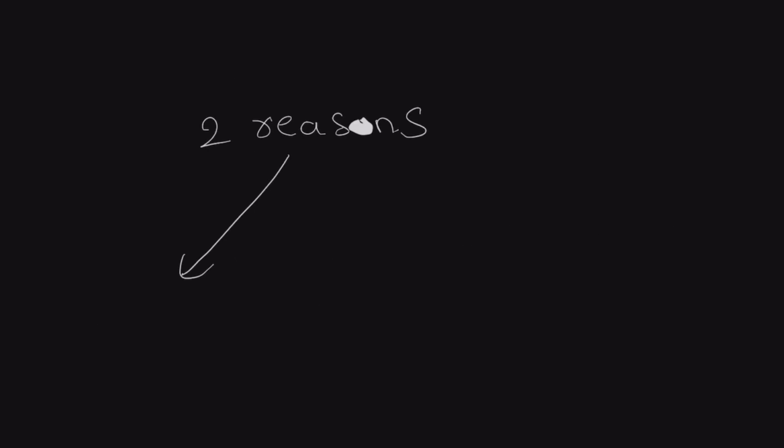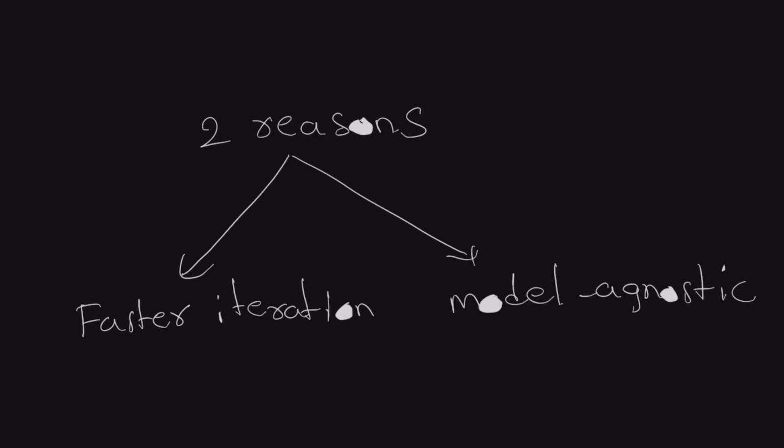The first is faster iteration. Training a large language model can take weeks or months, but you can change the prompt or its context in a few minutes. The second is being model agnostic, which means you will not depend heavily on one model. So the Manus team can switch to newer models when they come out. Now let's see the core principles of context engineering.